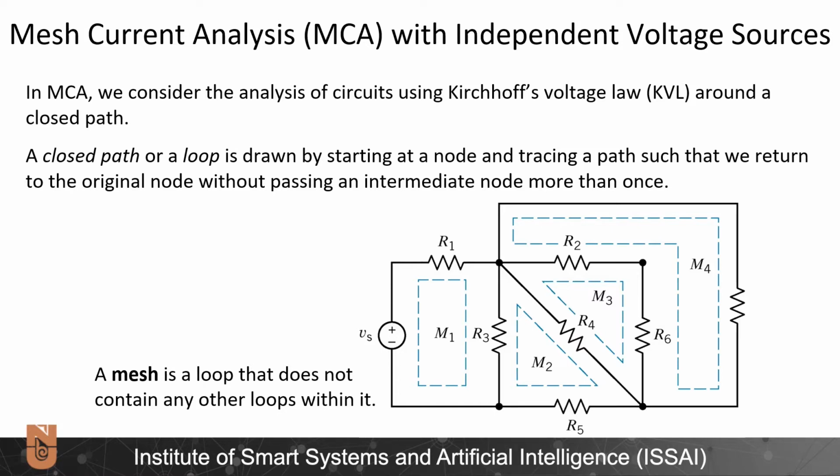Let's see what type of meshes we have in this circuit. I see one mesh here. I start and go back to the same point without crossing any other node more than once. I have another mesh here. I have another mesh here. Another mesh here. And I have 4 meshes in this circuit.